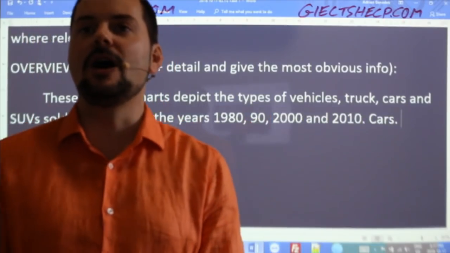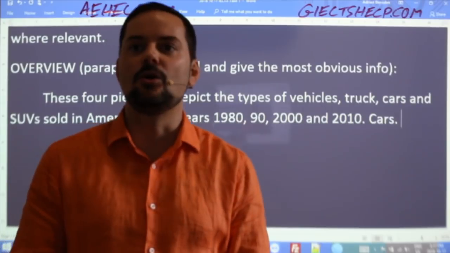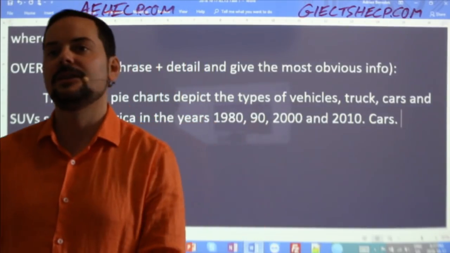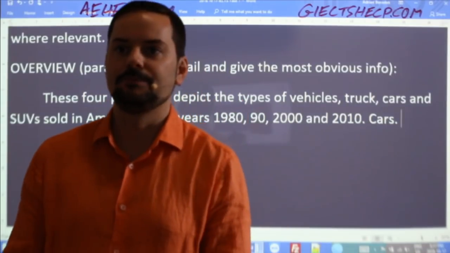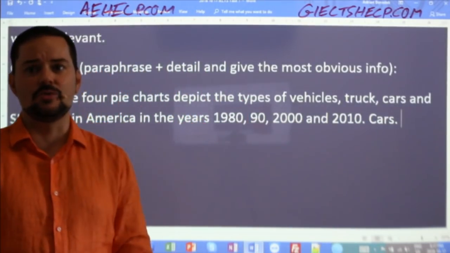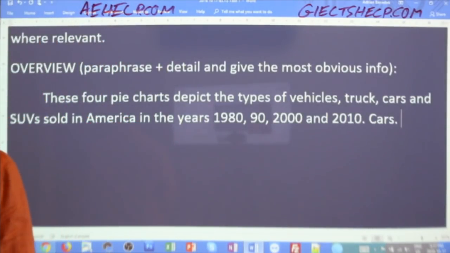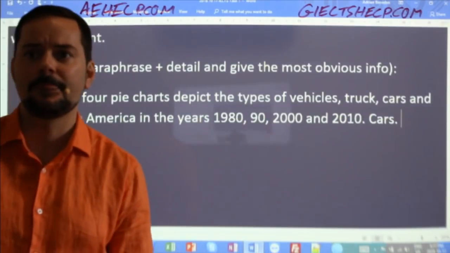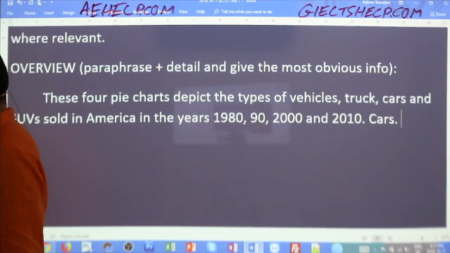Okay, so Hamza says the cars are 1 and the trucks is the only which has 10%. Hamza, that's way too much detail for the overview. You just want to keep it simple. Simra says car sales decrease continuously. Again, a little bit too much detail. You don't need to say that much, okay? So here, we can just keep it more simple.